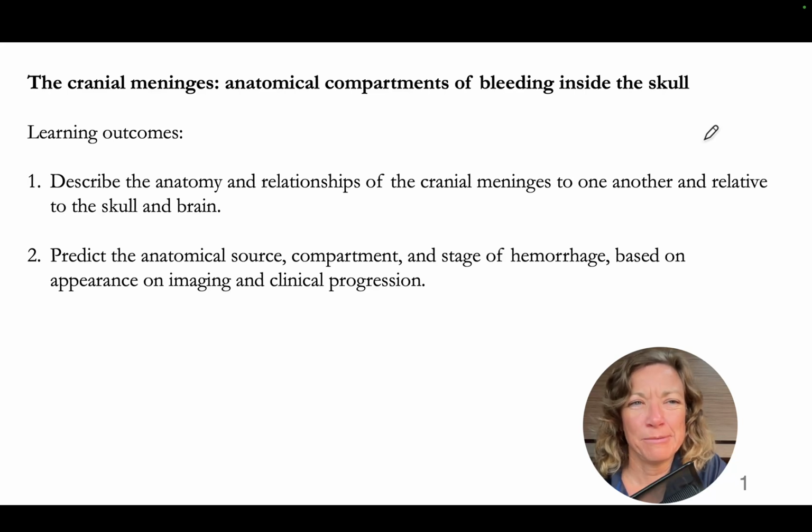Hello, Dr. Raymer here. Today we're talking about the cranial meninges. We'll talk about how they compartmentalize the brain inside the skull, and by extension, how they create anatomical compartments of bleeding when that occurs inside the skull. So first we'll talk about the anatomy of the cranial meninges and their relationships to one another and to the skull and the brain. And then we'll talk about brain hemorrhage.